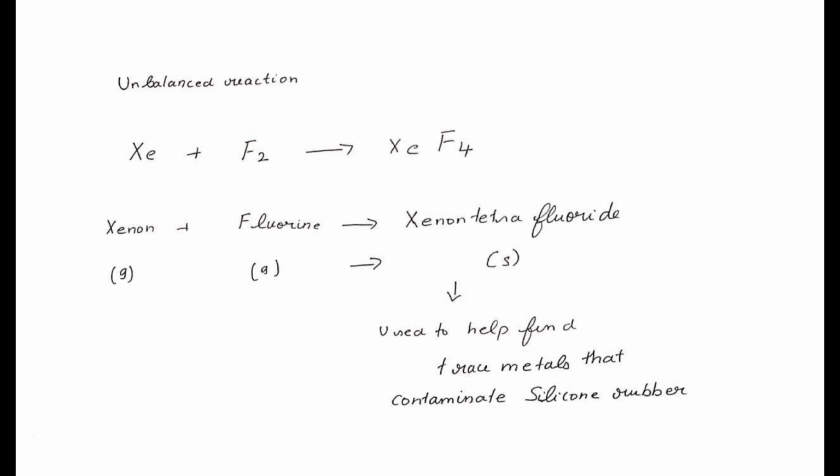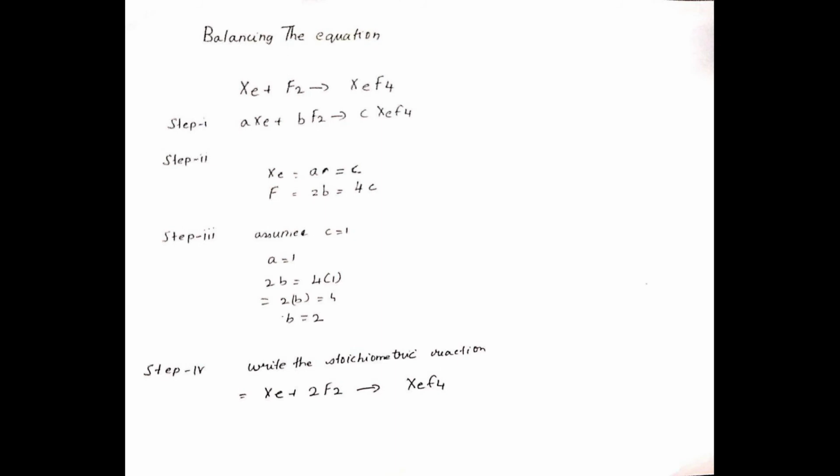Now let us look at the unbalanced reaction. The given reaction is Xe plus F2 gives rise to XeF4. That is, xenon plus fluorine gives rise to xenon tetrafluoride. Xenon tetrafluoride is used to help find trace metals in silicon rubber that contaminate it. Now we are going to balance this chemical reaction, Xe plus F2 gives XeF4.